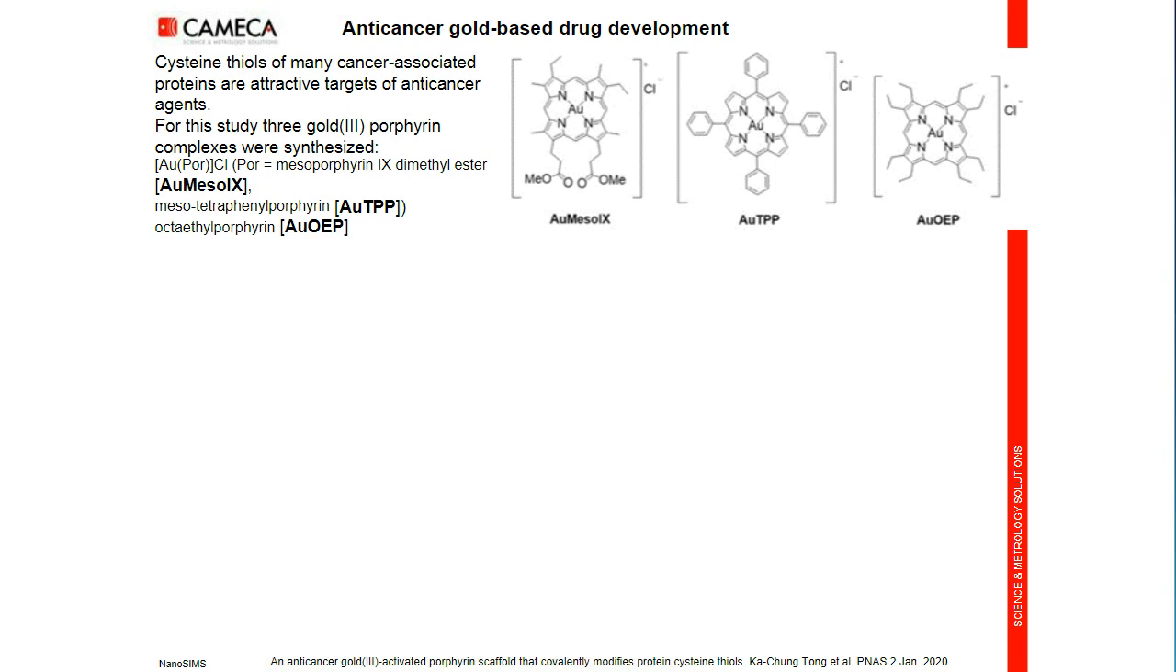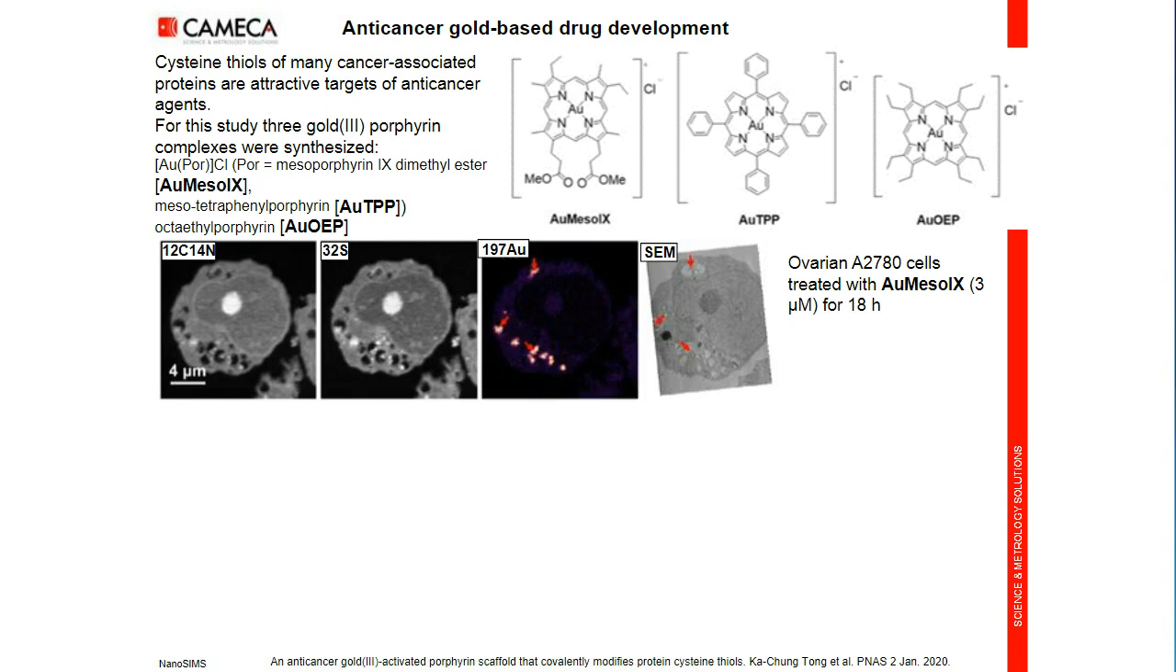And ovarian cells were treated with the first molecule, and we can image clearly with the CN image and sulfur image the nucleus, the nuclei, and we image the gold incorporation. And correlating with high-resolution SEM, one can see that the gold is enriched in mitochondria.